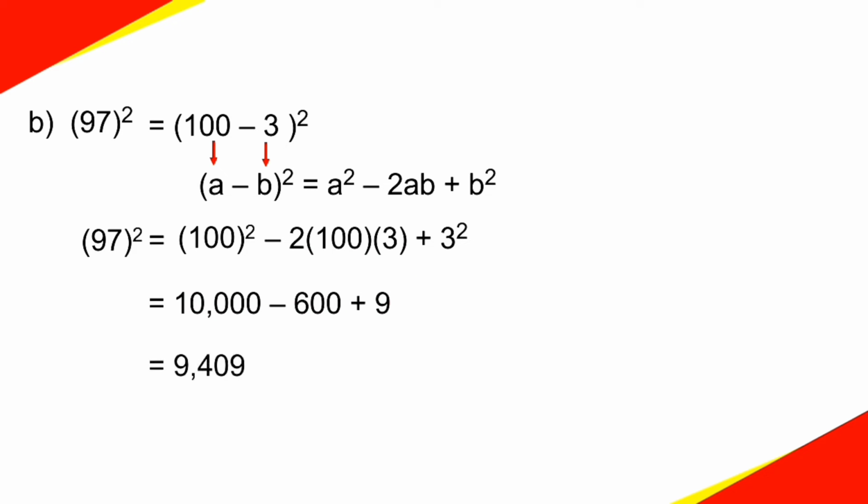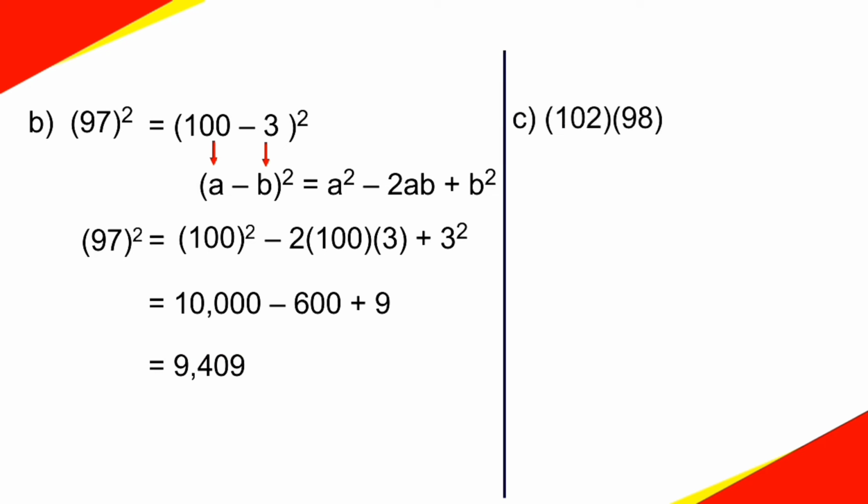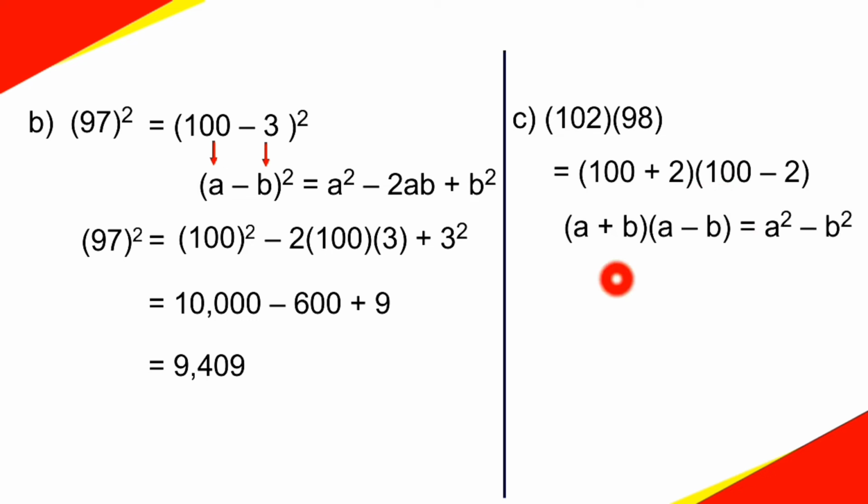Right, very good, 9,409. Now we are going to the next option, that is option C, 102 into 98. How can you write this? Right, 100 plus 2 into 100 minus 2. It is in the form of a plus b into a minus b is equal to a square minus b square.